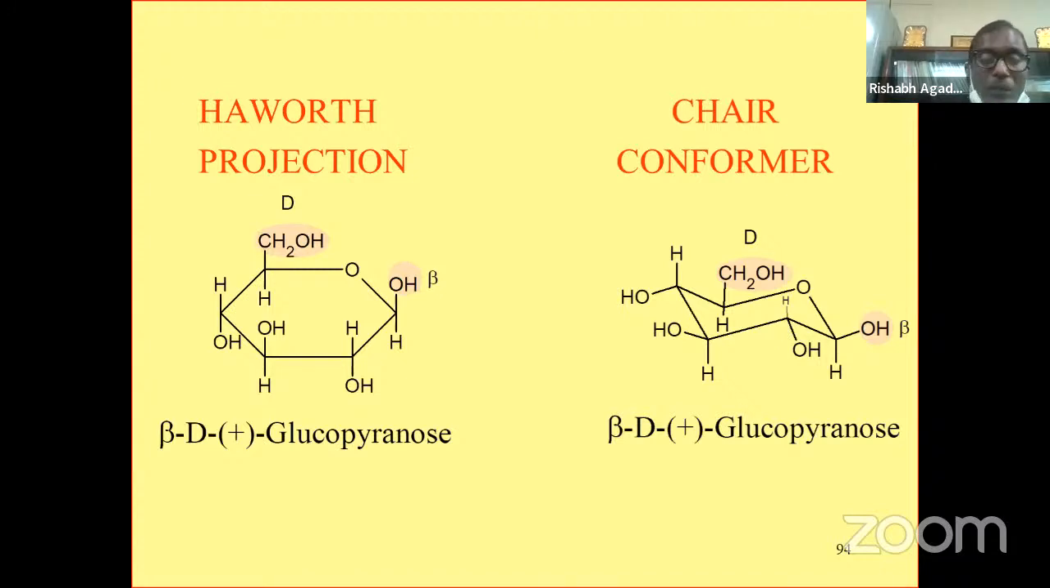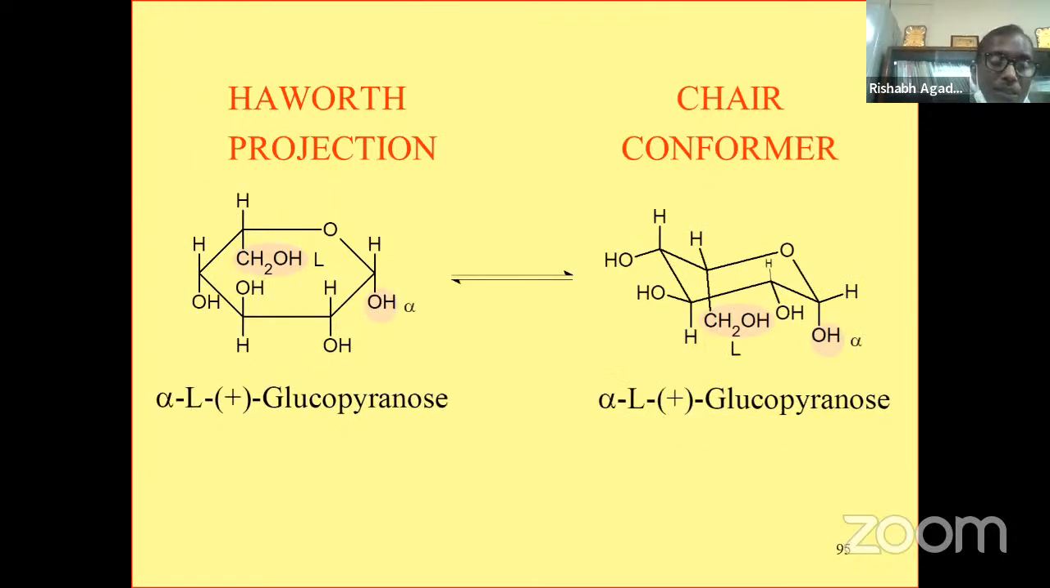Now for beta-D-glucopyranose, here in the Haworth projection as well as the chair conformer. Beta means having the hydroxy group at the first chiral carbon atom above the plane of the ring, so that is denoted beta. D remains the same, and in the chair conformer that I have shown, the orientation of that hydroxy group has been converted from axial to equatorial, correct?